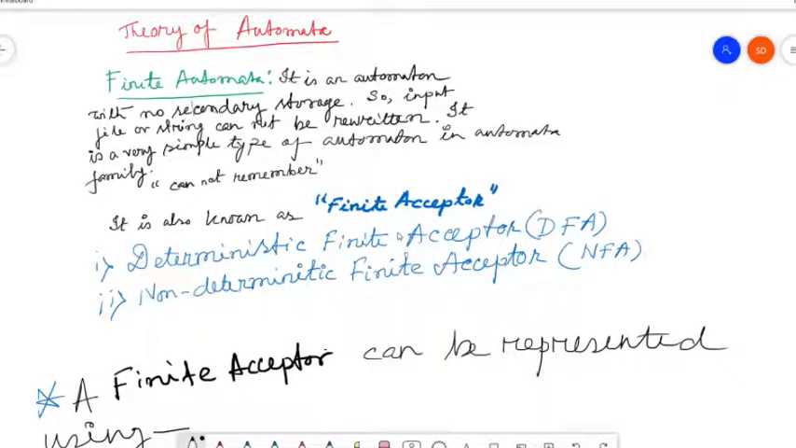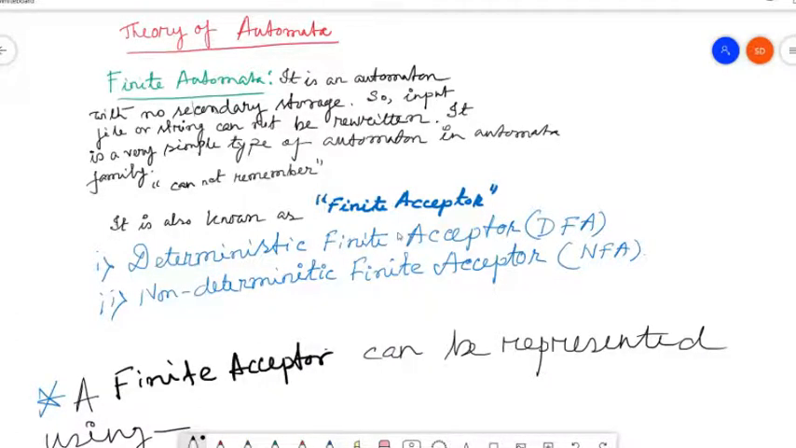It is an automata which doesn't have any secondary storage. That is, it cannot remember the portion of the string which is already recognized. That's why it is called a limited memory automata or acceptor. So it is broadly categorized into deterministic finite acceptor and non-deterministic finite acceptor.